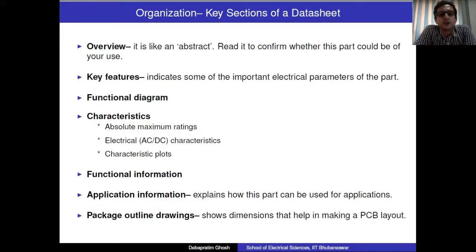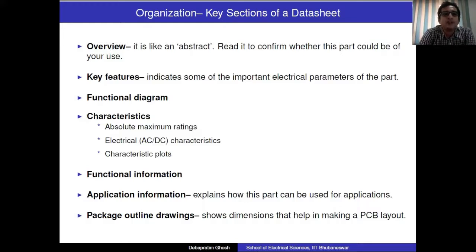Most good datasheets are organized into about 7 different sections. The first is the overview, which is like an abstract, which tells you a bird's eye view of what the datasheet or the part is all about. So you should read that first. If it is of interest to you, then go ahead. Otherwise, just throw it away. After the overview comes key features. Key features is again something that you could look for if you don't want to read the abstract.